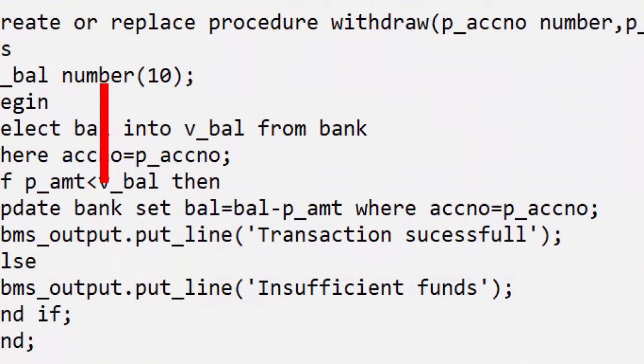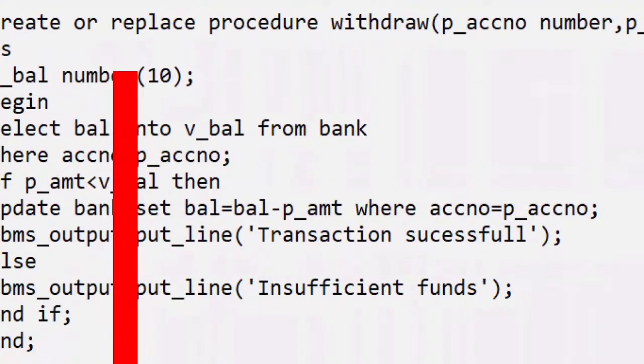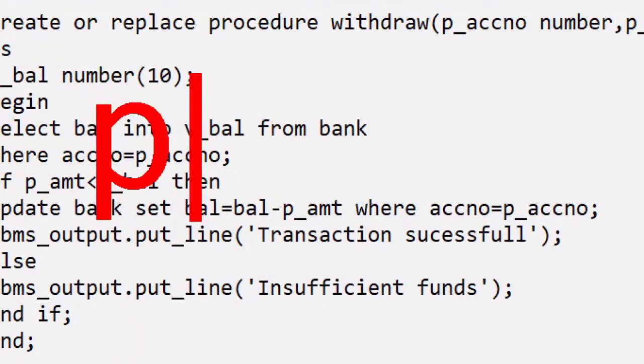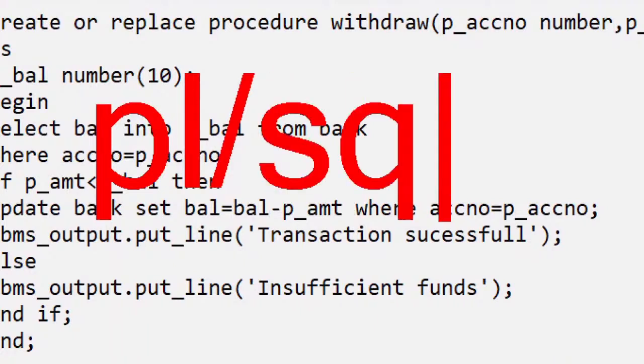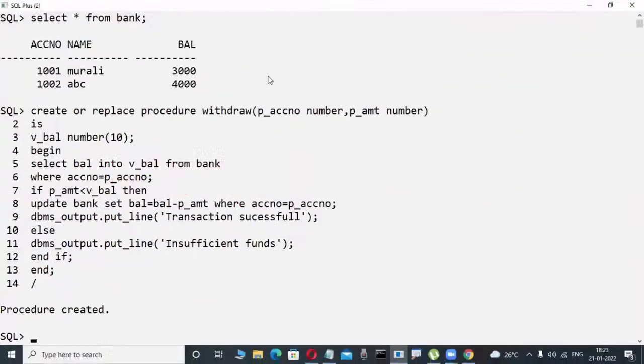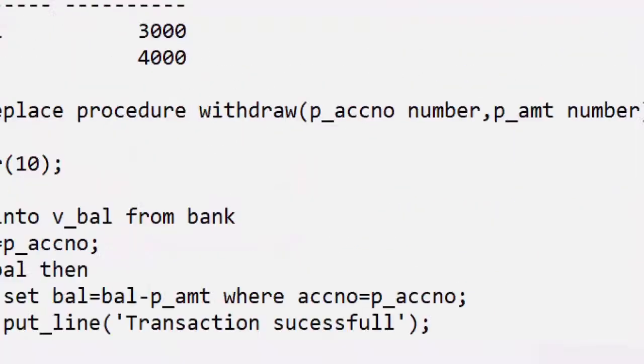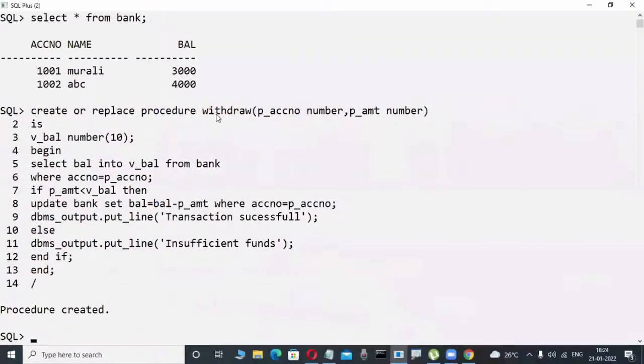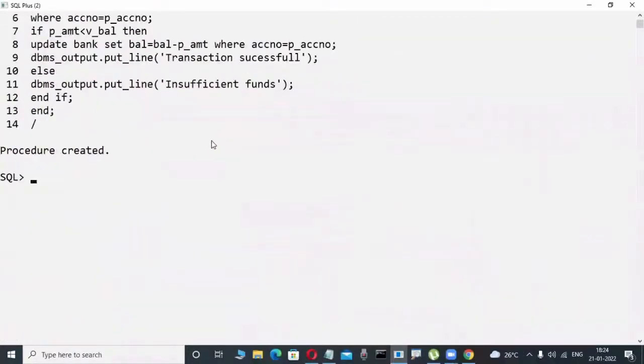Even if you don't have software knowledge or an idea, you will be writing it in the future, because I will tell you all these things. This type of coding is called PL/SQL coding. It is a little bit like programming. Once I develop this withdraw procedure, I try to check whatever ATM transactions I mentioned in the previous case.